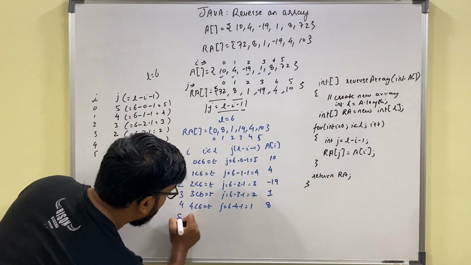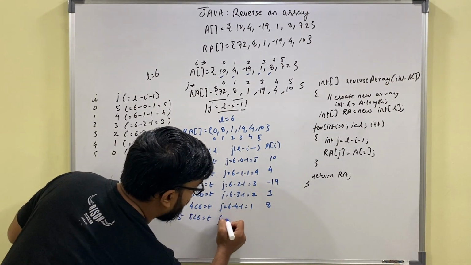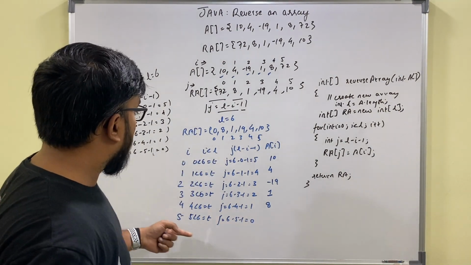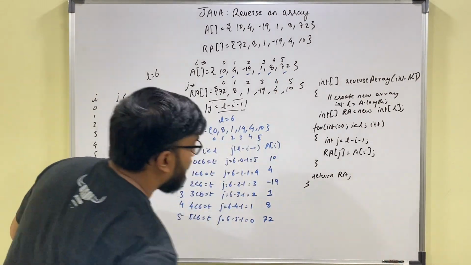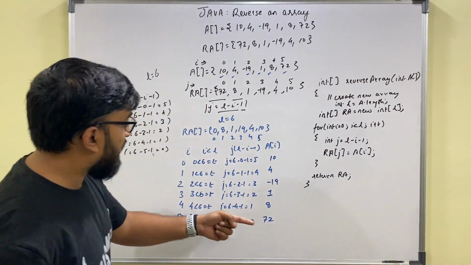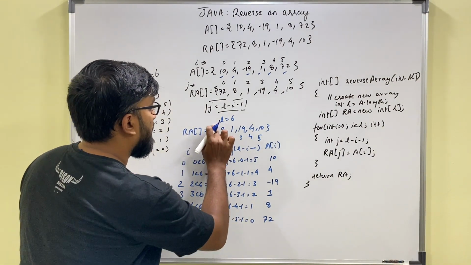You move on to the next value of i. i becomes 5, 5 is less than 6 is true. j is equal to 6 minus 5 minus 1, which is 0. j is 0, a of i is 72. 72 goes in array of j, j is 0, 72 comes here.